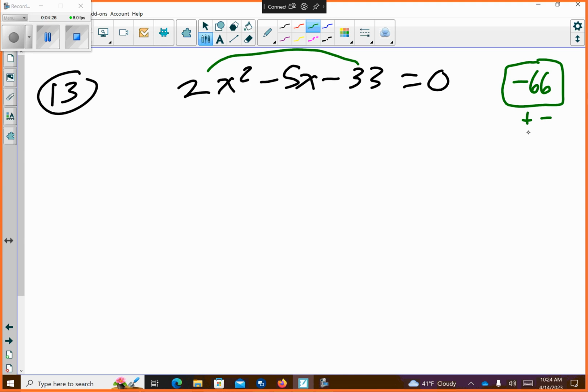Now, I don't know if it's going to work, but I'm trying to steer away from the quadratic formula on this because I'm not a big fan of that big negative 33 I'm going to plug in. So 1 and 66. Is there any way I could make 1 and 66 positive and negative and add up to negative 5? Well, 66 is 65 away from 1. So I don't think there's any way this can happen. What about 2 and 33? Is there any way that 2 and 33 could add together to get to negative 5?